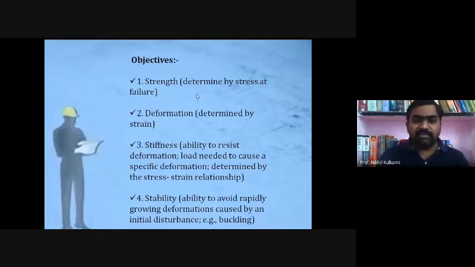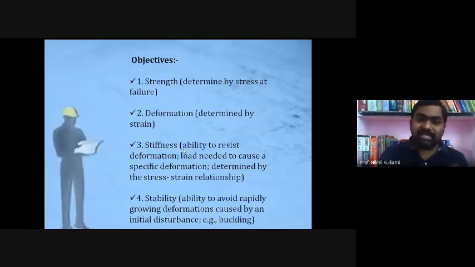Stiffness. Stiffness means what? It is the ability to resist the deformation. Load needed to cause a specific deformation determined by the stress-strain relationship. So stiffness means ability to resist. How much we will resist, that factor is known as the stiffness factor. Okay, so that we will learn also in the MOS.